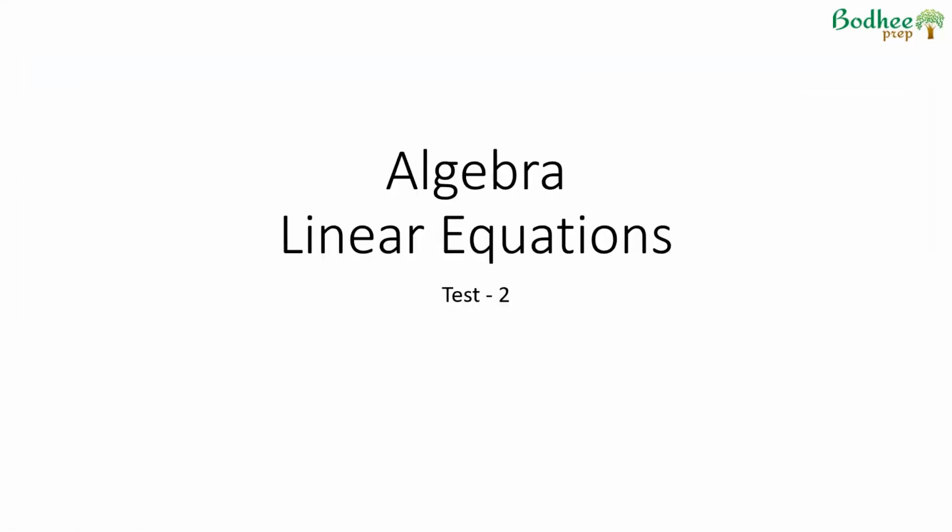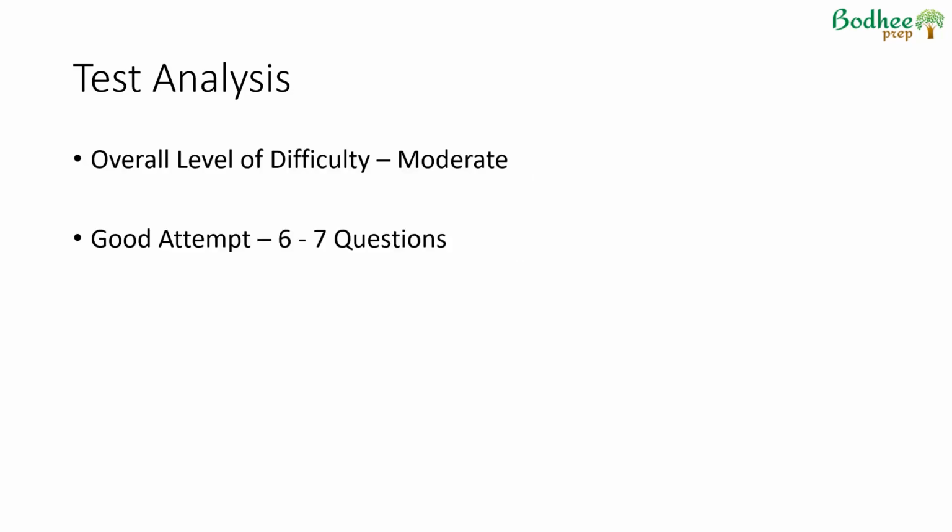This video is on linear equations. This is the second test that we are discussing. Test number 2. In terms of analysis, I think a moderate level of difficulty test with about 6 to 7 questions net correct out of 10, giving us a 95 plus percentile. The attempt time again would be just over 20 minutes, so about 20 to 22 minutes should be good enough to go through the test, look at the questions that we need and get a 95 plus percentile.